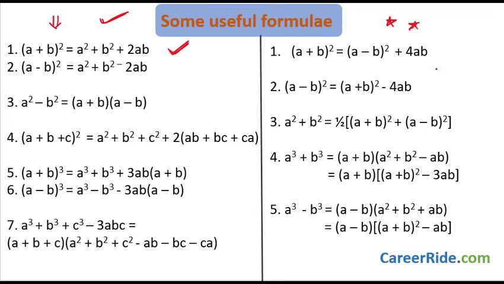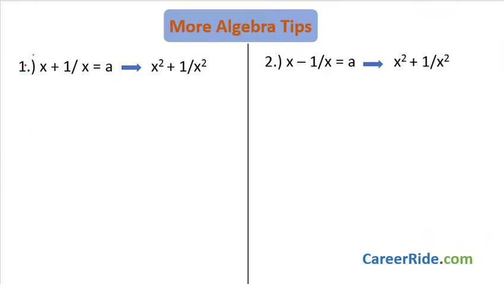Now let us move on to the next variety of questions that you usually find in the exams, another variety that is very, very popular with the examiners. How many of you have seen this kind of question in the exam papers? x plus 1 upon x is equal to a is given to you and you are expected to find the value of x square plus 1 upon x square. Or x minus 1 upon x is equal to a is given and you are again expected to find the value of x square plus 1 upon x square. How many of you have seen this type of question, and how many of you are scared of it?